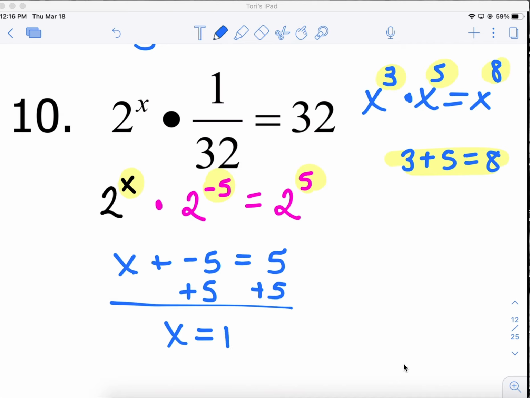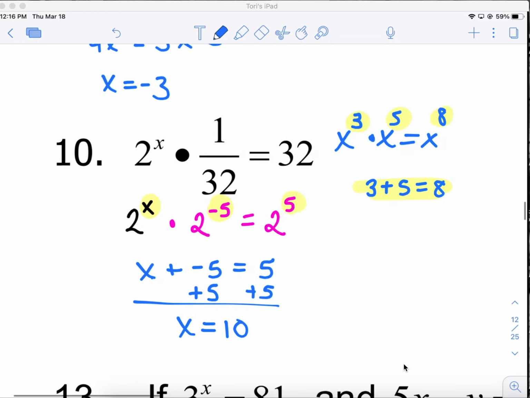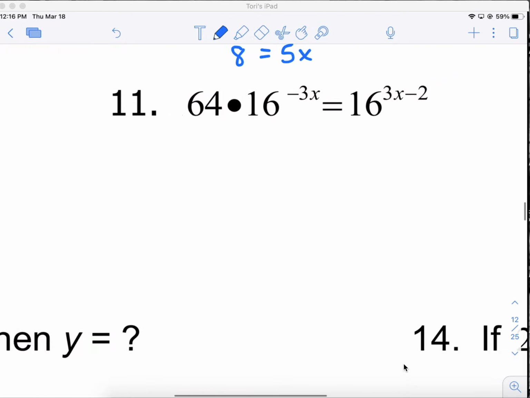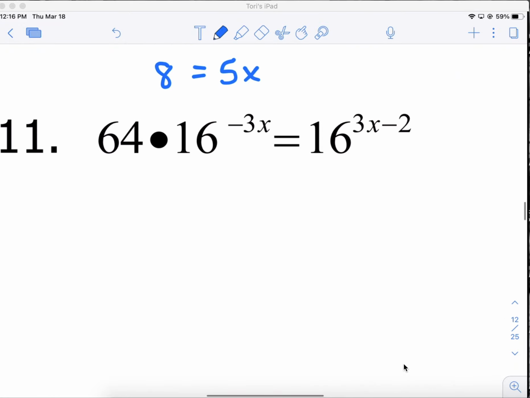And x is going to give me 10. So 2 to the 10th times 2 to the negative 5 would leave me with 2 to the 5th power. Okay? All right, let's try 11. 11. 16 is not simplified.